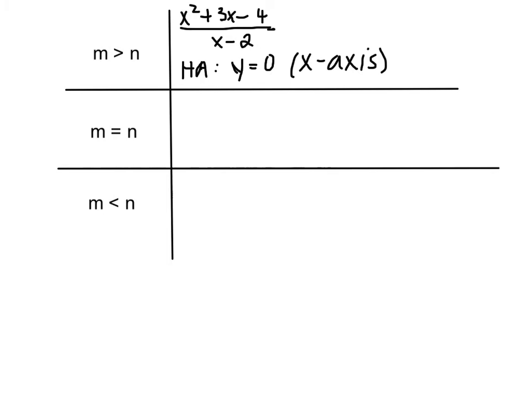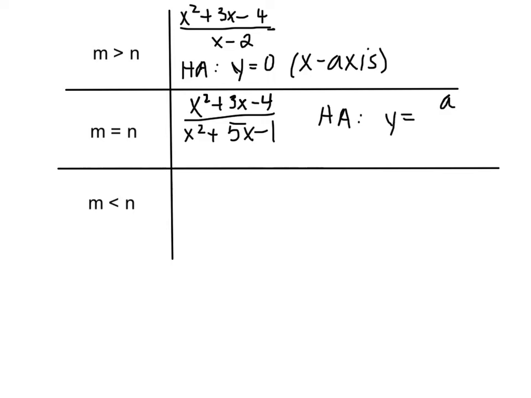Now, if m equals n, or we have these same powers, this would be if we have, for example, x squared plus 3x minus 4 over x squared plus 5x minus 1. M equals n in this case. Therefore, we know that our horizontal asymptote is going to take the form of y equals a sub m divided by b sub n.